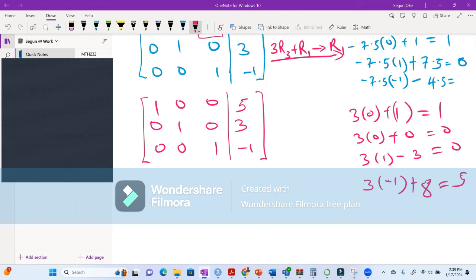Now, can you change your mind now, those of us that said reduced before? So you can see that we have the reduced row echelon form. Both upper triangle and lower triangle are all zeros, except the diagonal. So therefore, x1 in this case will be 5, x2 is equal to 3, x3 is equal to negative 1.